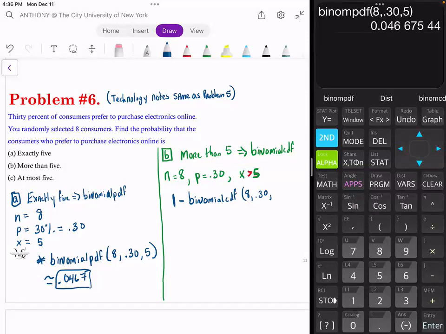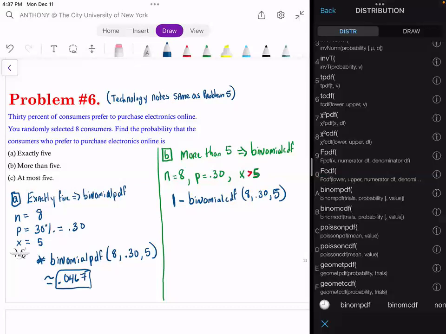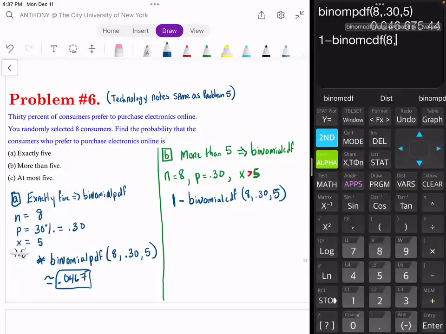Well, the opposite of more than 5 is, excuse me, at most 5. At most would indicate that we're doing 5 or below. So I want to use 5 here. So we do 1 minus binomial CDF of 8, comma, 0.30, comma, 5. So I entered it in the calculator. Second VARS, binomial CDF, 8, comma, 0.30, comma, 5.